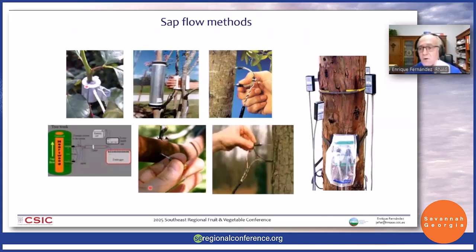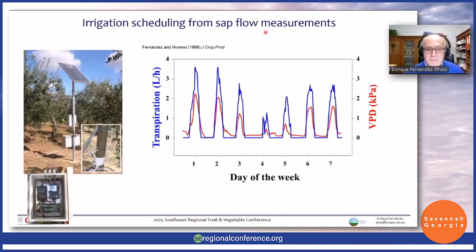Concerning sap flow, something like a dozen different methods can be found in the market. Basically, you introduce some sensors in the trunk, and the sensor measures the amount of water flowing from the roots to the canopy. So you are able to monitor in real time how much water is transpiring in the tree. This is an example from one of the orchards in which I use this method.